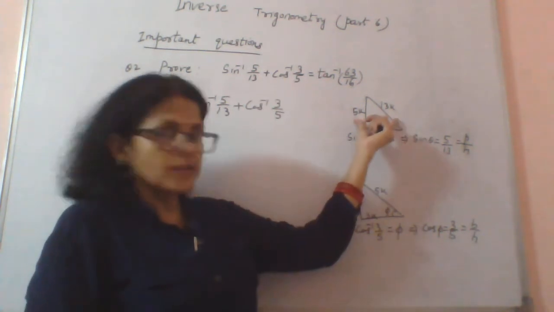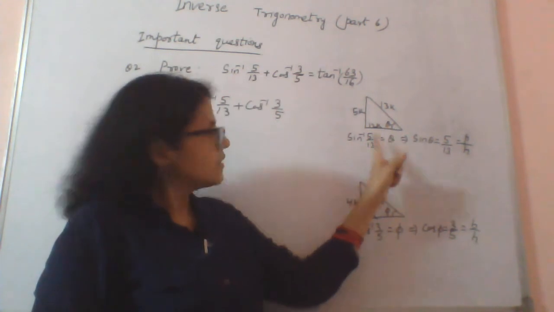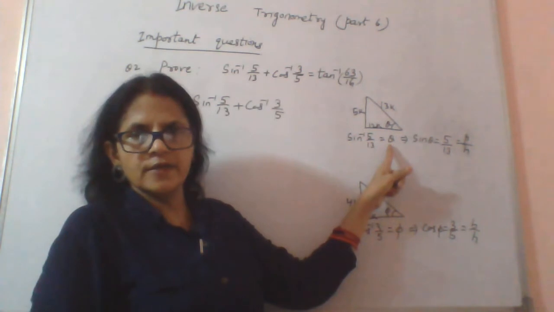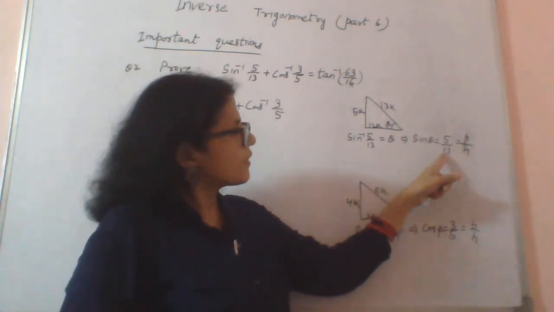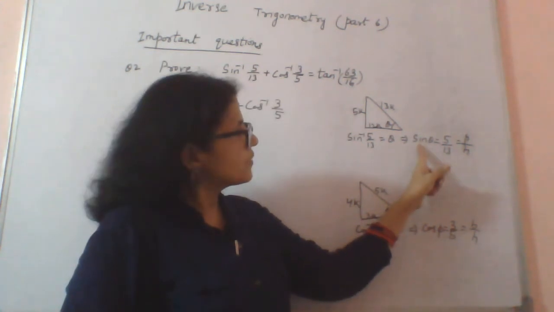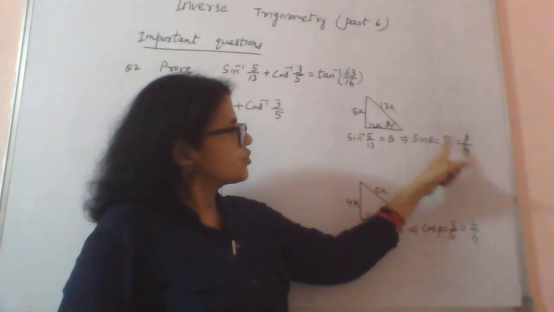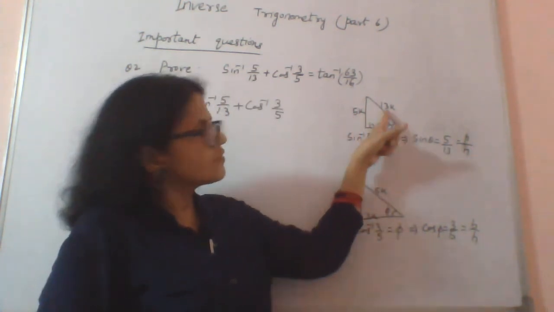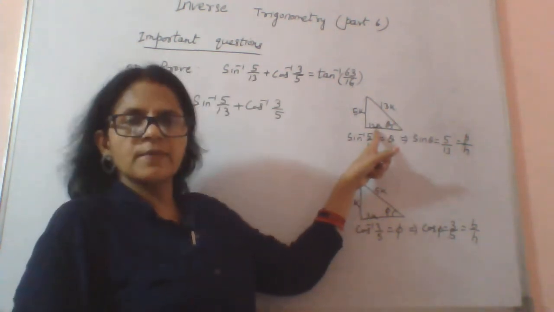So I have taken a triangle here. Let this angle be theta. So sin inverse 5 by 13, suppose let it be theta. It means sin theta equal to 5 by 13. So sin theta means p by h. Okay, so p and h ratio 5 by 13. So p is 5k, h is 13k. So it means your b will be 12k.